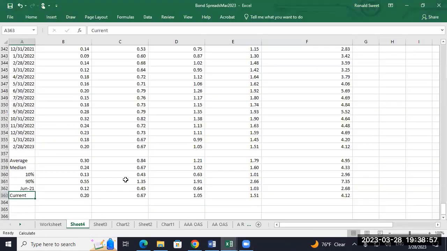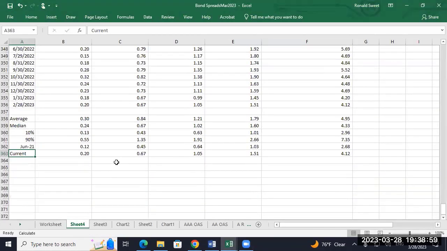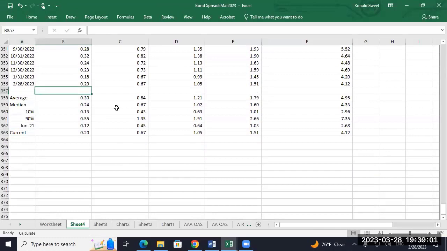On credit, I did bring in the spreads. So AAA spreads right now are 20 basis points versus 30 historically.